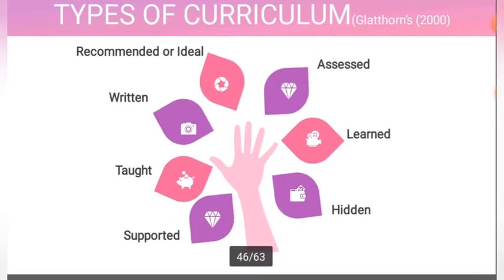Next are the types of curriculum according to Glatthorn. First, we have recommended or ideal. As the name itself implies, it is the recommended curriculum that comes in the form of memoranda or policies, standards, and guidelines by government agencies such as DepEd and CHED, and other professional organizations. Next is written curriculum. This includes documents based on the recommended curriculum. They come in the form of course of study, syllabi, modules, books, or instructional guides, among others.